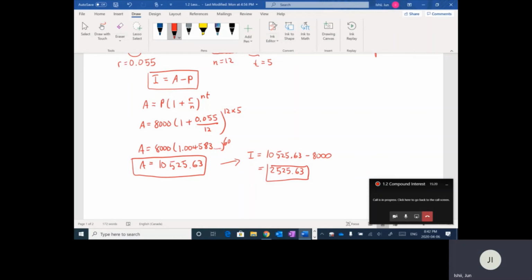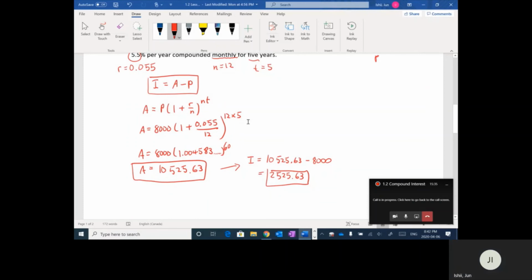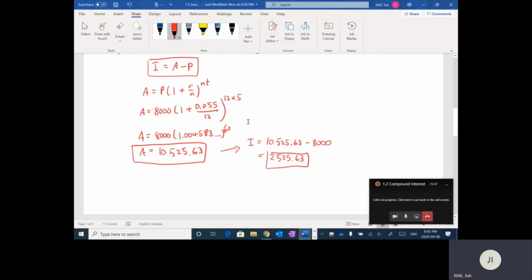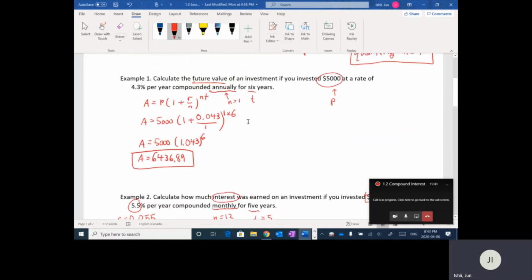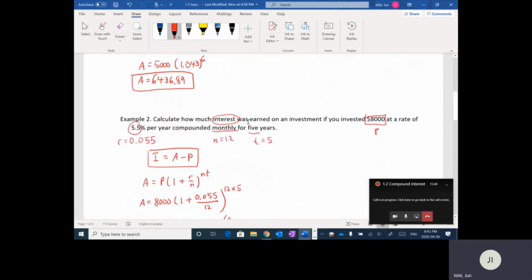All right, so just a couple things to be aware of is whatever follows after compounded, so monthly, whether it's weekly, monthly, quarterly, that determines the value of the n in the formula. Cool. All right, so these first two examples are using this compound interest formula.